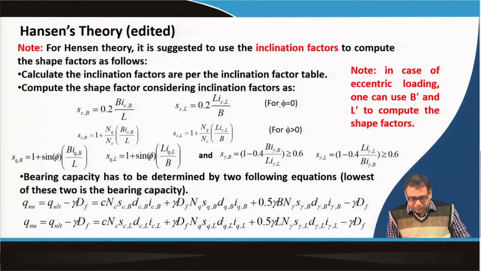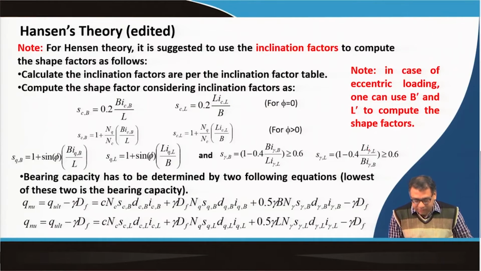Okay. So, this is the case where we have to modify that. That means we have to interchange this L and B, ICB and similarly ICL, and then for S gamma B, this is B by L, I gamma B, I gamma L, and this is also interchanged, L, I gamma L, B, I gamma B. You have to modify the shape factors, and again use these 2 bearing capacity equations, and the lowest of these 2 will give us the bearing capacity value, and this note is also given.